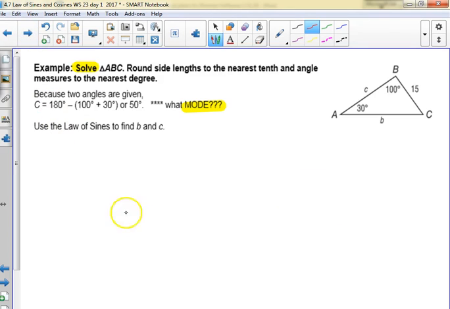So, what mode do we need to be in for these questions today? Degrees. Can you make sure your calculator is in degree mode?